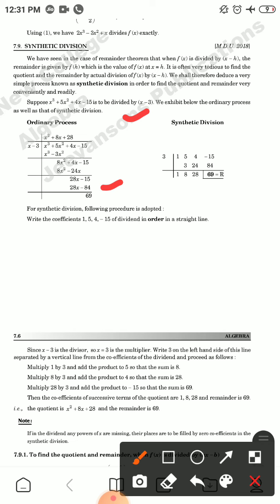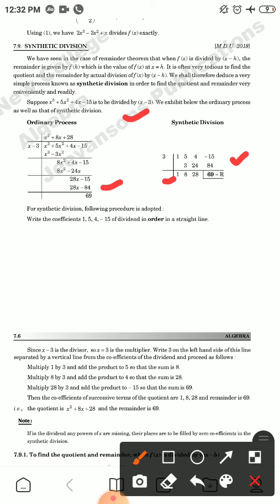in descending powers of x. Now take the first coefficient below the line and multiply 3 by 1, giving 3, writing it under 5 and adding, giving 8. Multiplying 3 by 8 gives 24, written below the 4, and the sum is 28. Adding, and multiplying 3 by 28 gives 84, written below the -15, and the result is 69.